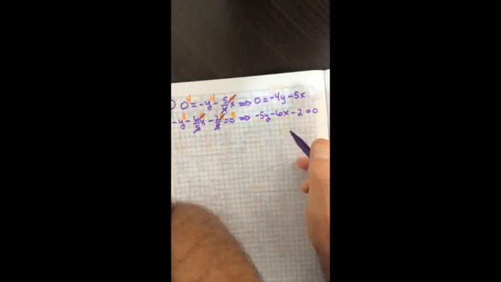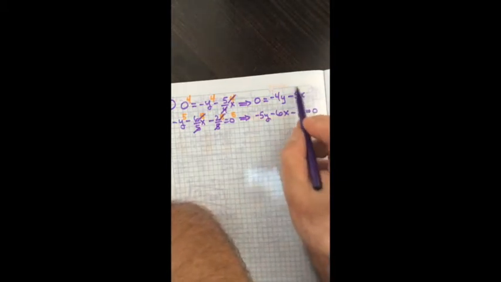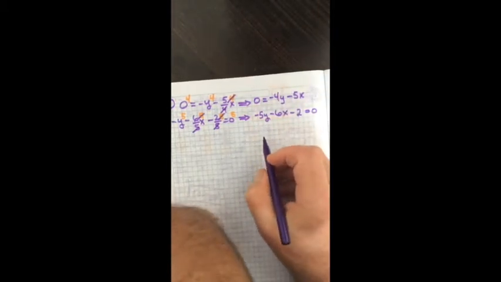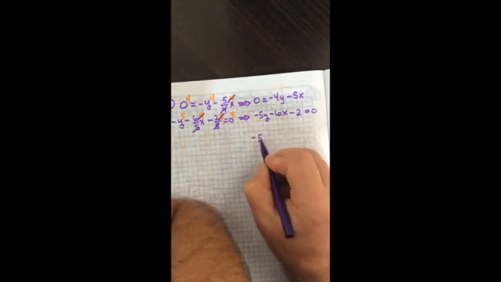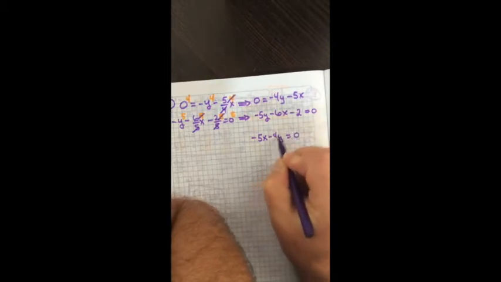Now I would probably like to maneuver these so that they are on the same side. Well, the x and the y is already pretty good, so I think I'll just leave that. I like to have it the other way around. Negative 5x minus 4y equals 0. See, same thing. It's still a negative 5 and a negative 4.